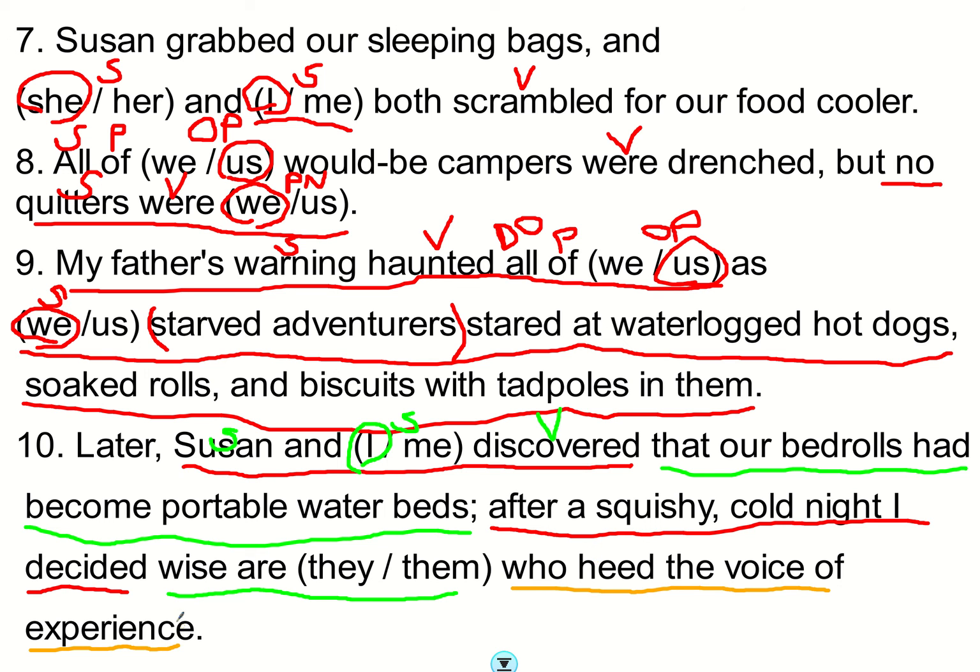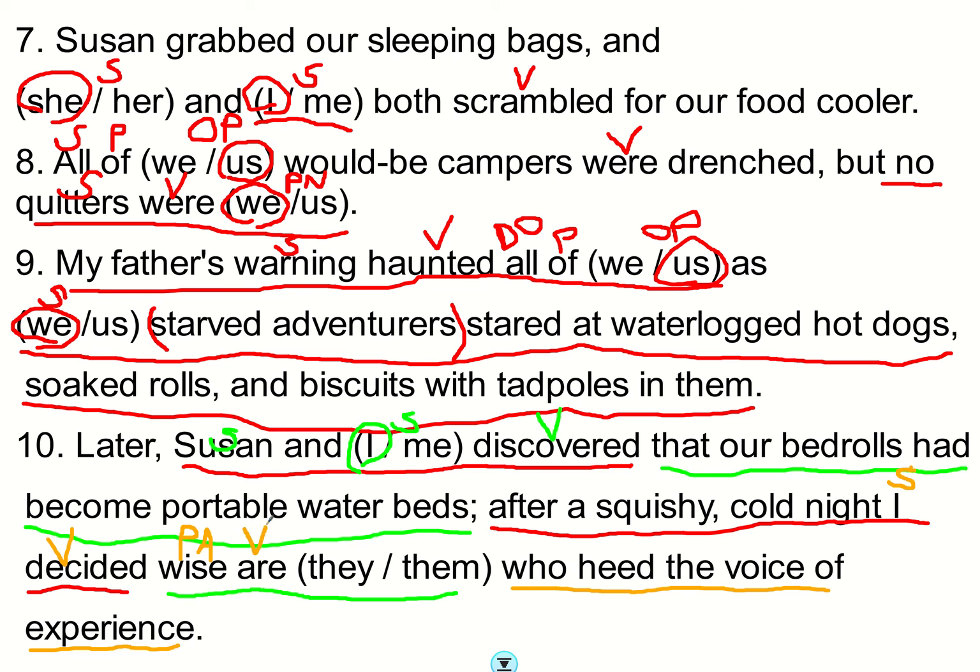After a squishy cold night, I decided. In that, I is a subject and decided is a verb. So yeah, we're good. It's a subject that's nominative, so I is the correct pronoun. This next part underlined in green, wise, is actually a predicate adjective.